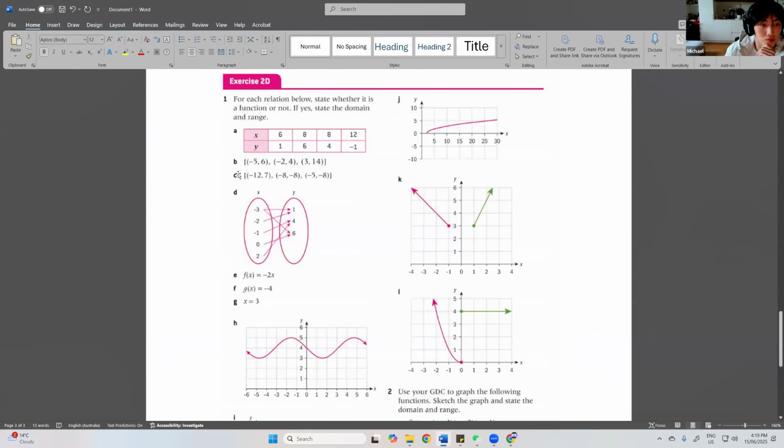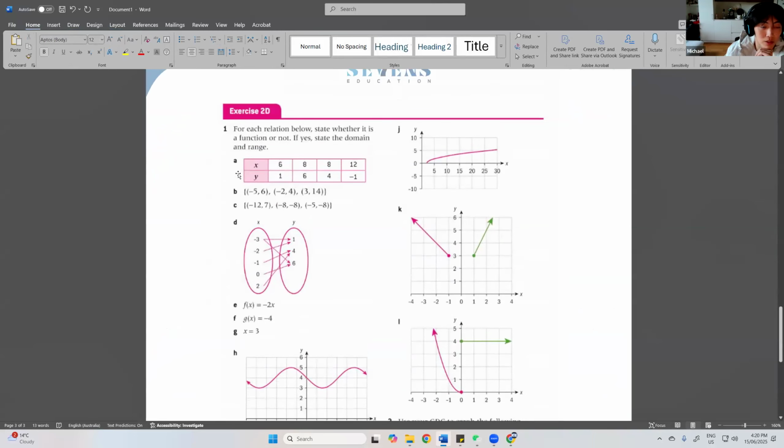All right, so first question, state whether it's a function or not. So you don't have to write this down. You can just look at it. Hannah, first one, is it a function?